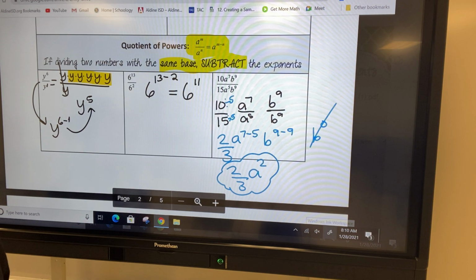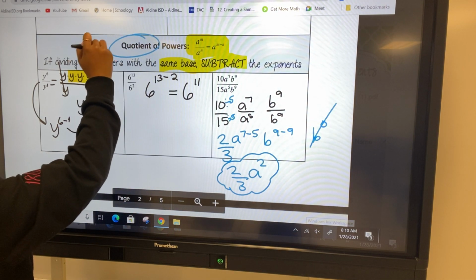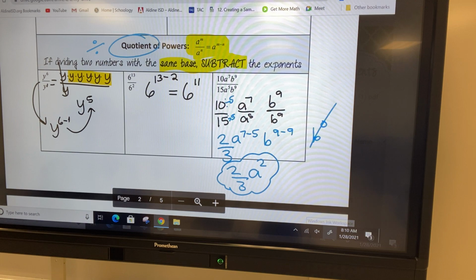All right, so far we've seen what to do when we have multiplication of powers. Remember, when you see quotient, quotient means that you are dividing with the powers.